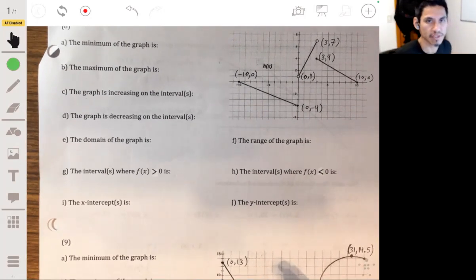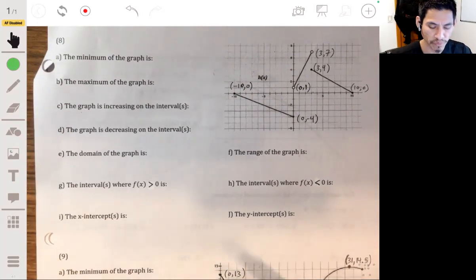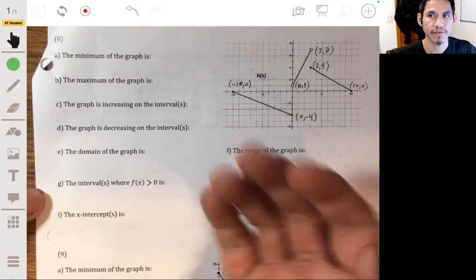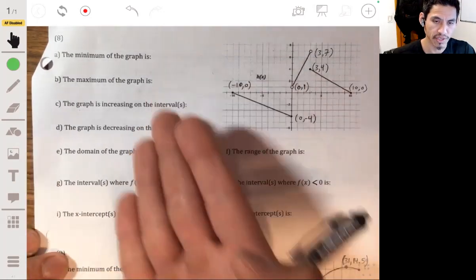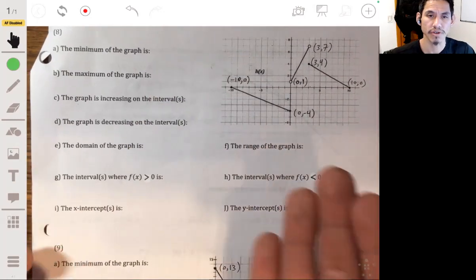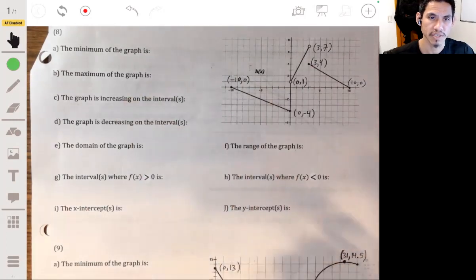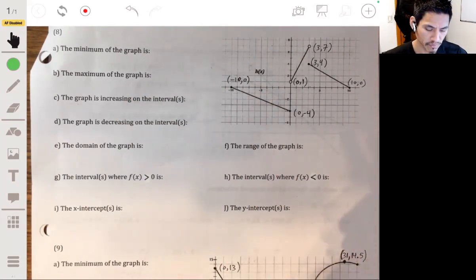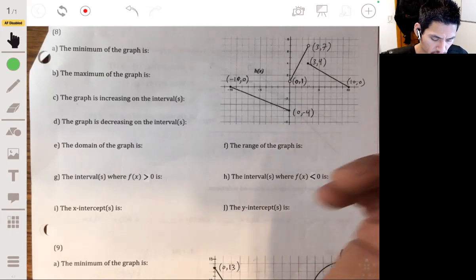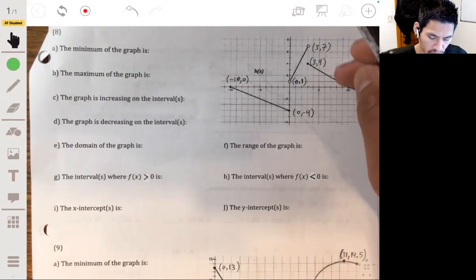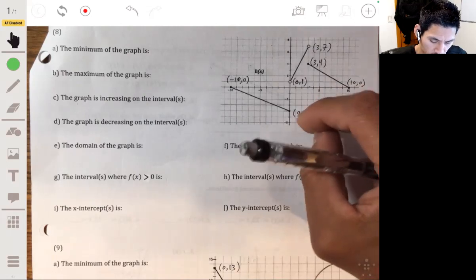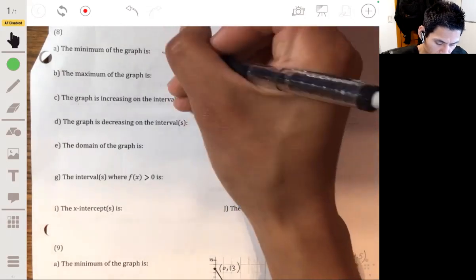Here we got a graph that's broken up into several pieces. So again, I advise you maybe to try this first on your own. So pause the video, try to see if you can figure all this stuff out. And then when you're good, unpause it and then check your answer. But here I go. The minimum of the graph, the lowest y value, the very bottom, would be -4.